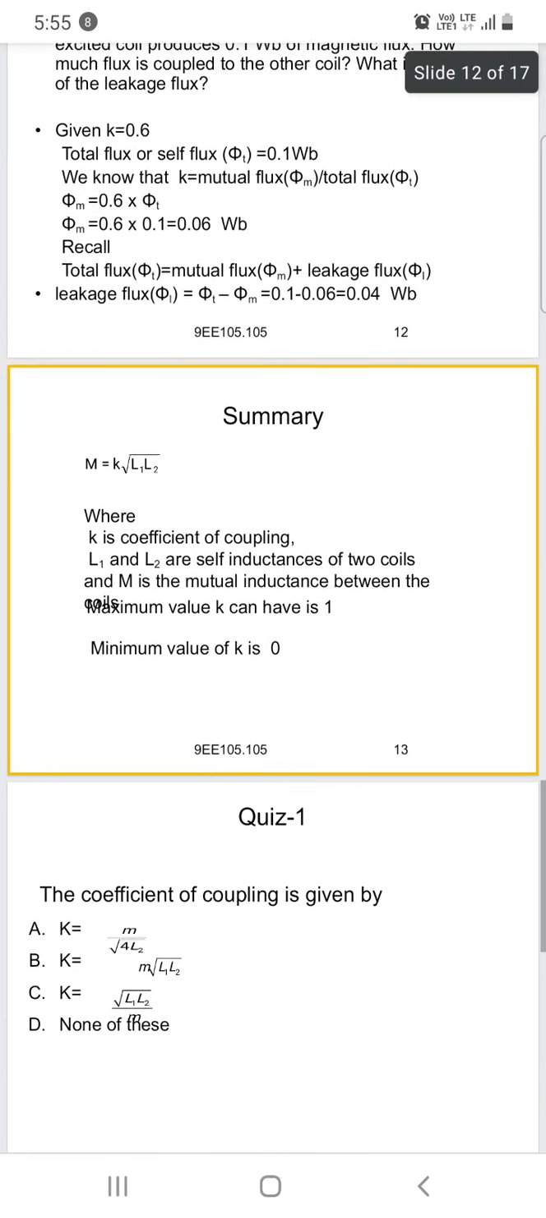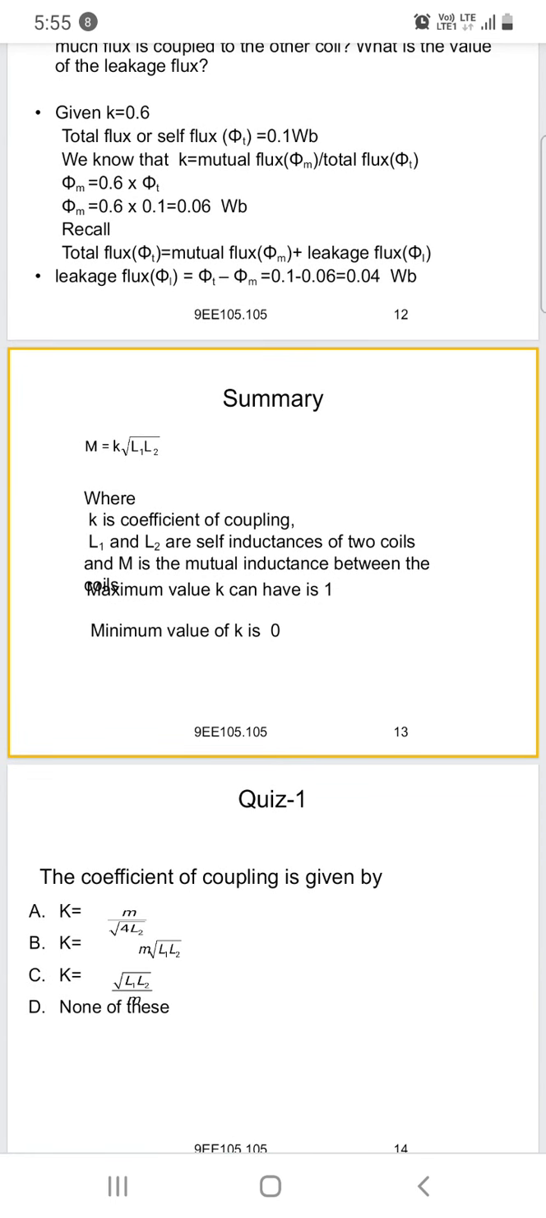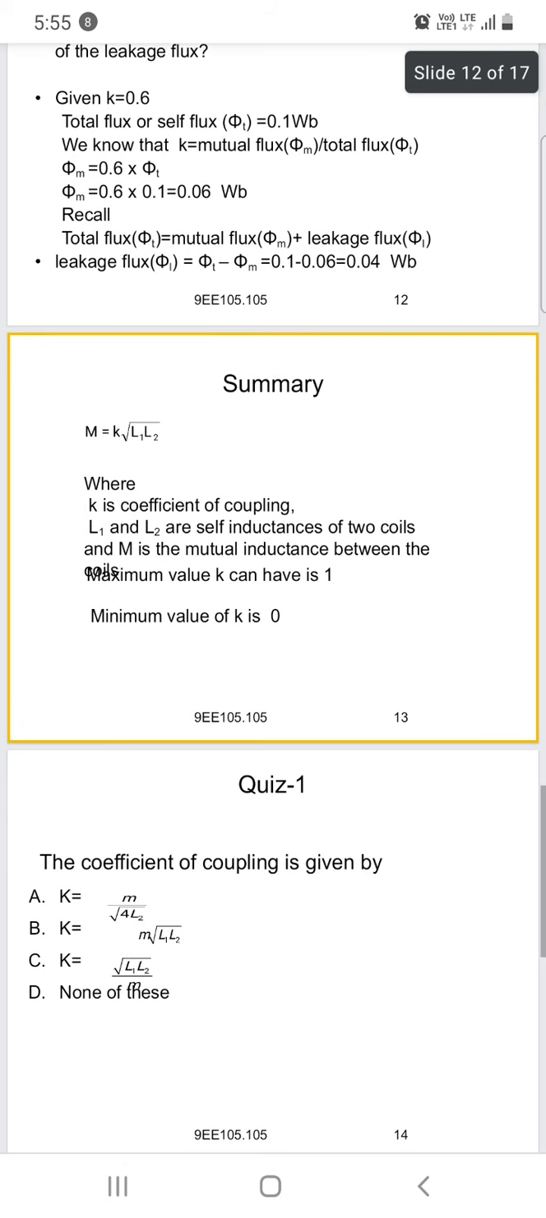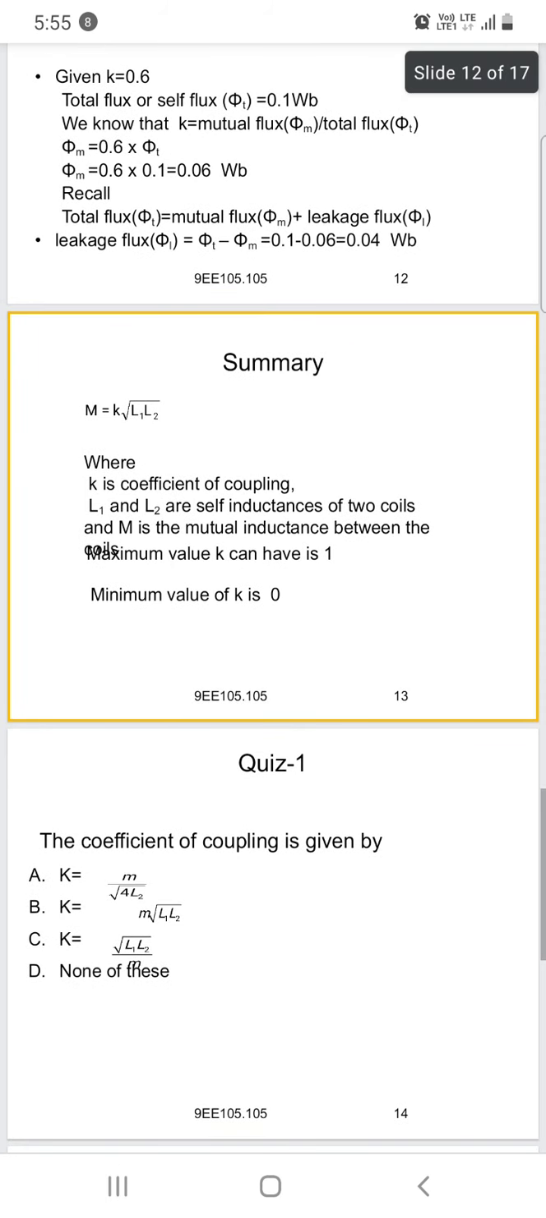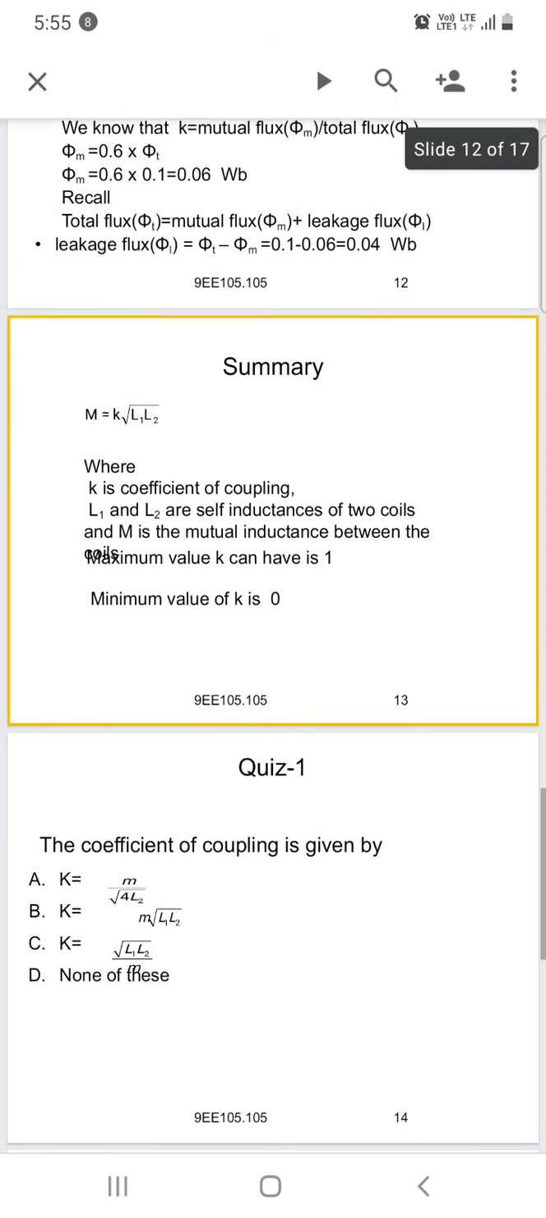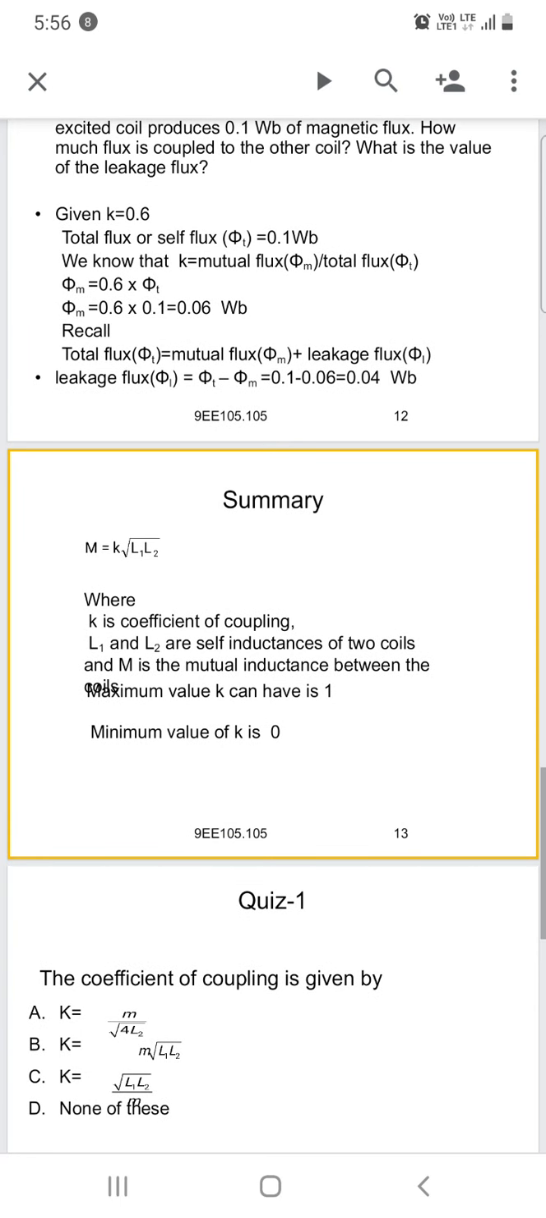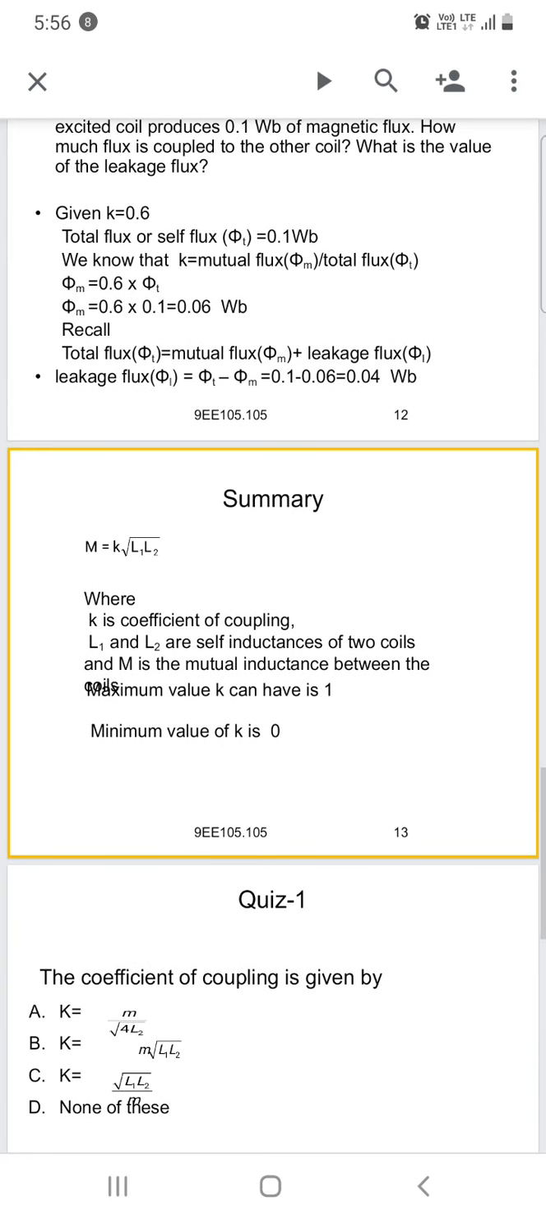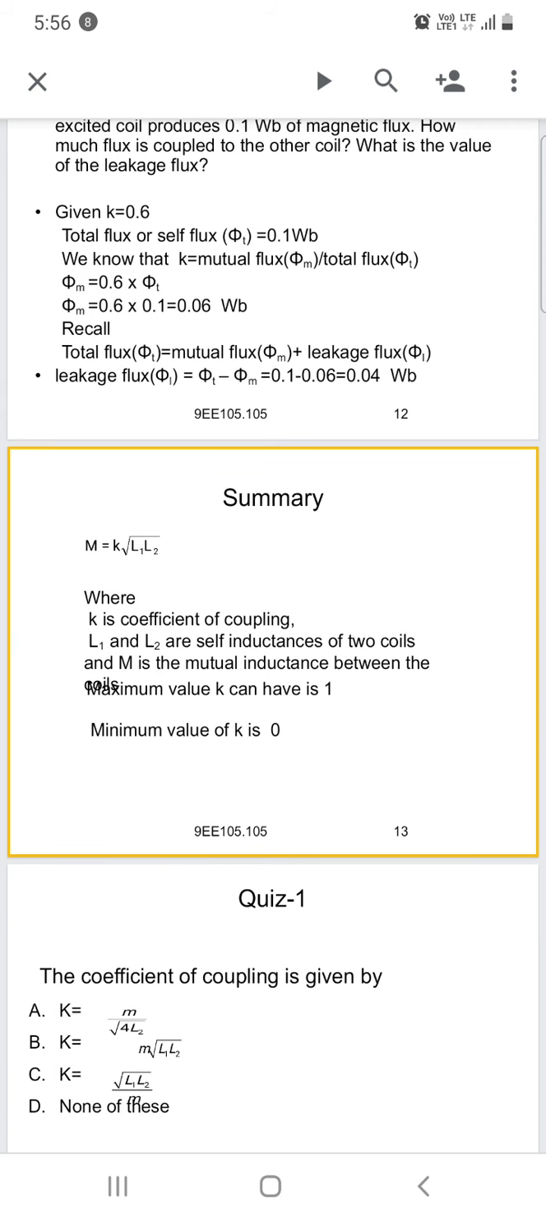So here the given data: K equal to 0.6. This is the total flux, the self flux, flux phi1 equal to 0.1 Weber.